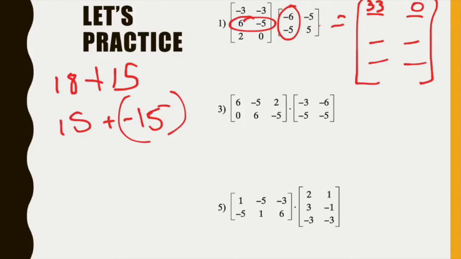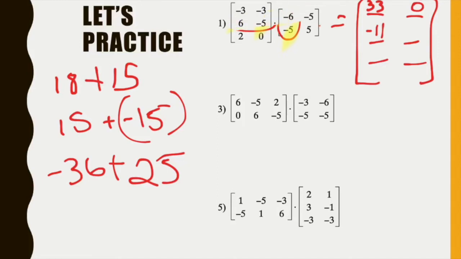That'll be this position right there. We're going to do the 6 and the -6, which makes -36. We're going to add the -5 and -5, which is a +25. When you add those together, we're going to get a -11. We just did the middle and the first.